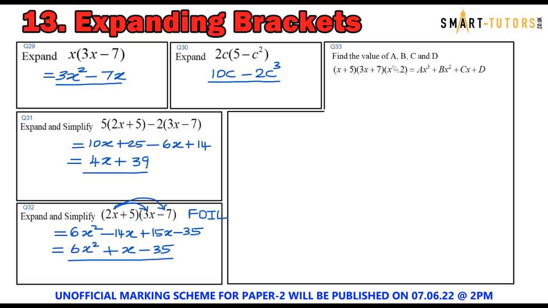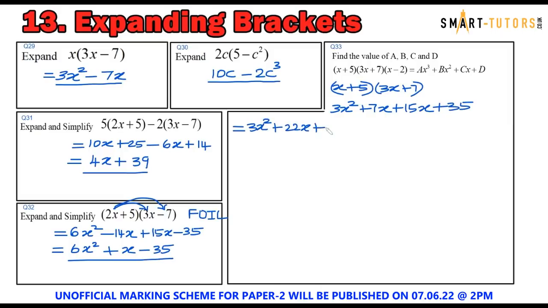Now find the value of a, b, c, d. It is a triple bracket. So how to do the triple brackets? You can multiply x plus 5 with 3x plus 7 first, the double brackets first. So x times 3x is 3x squared, x times 7 is 7x, plus 15x plus 35. If you simplify that, it is 3x squared plus 22x plus 35.